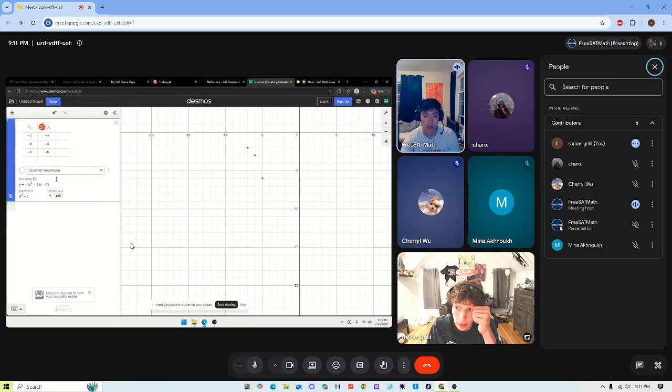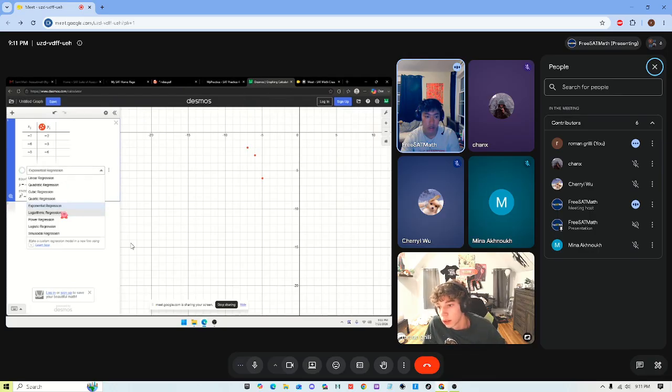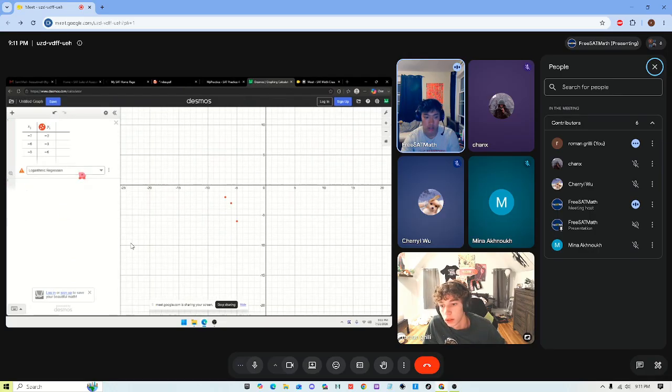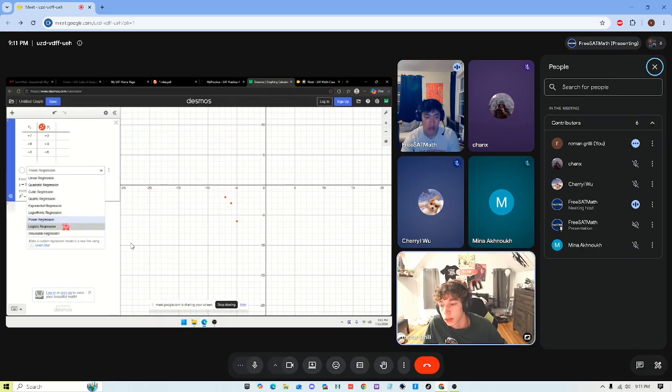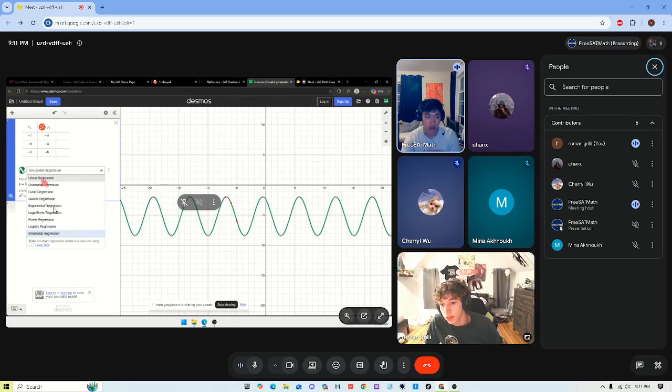But another way might be using, so you have to find the regression which goes through each of these points. Wait, why is it not working? Yeah, I don't know. Oh, because you turned it off. You don't have it highlighted.